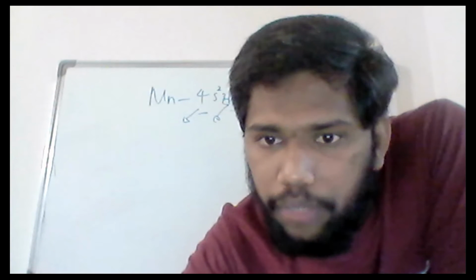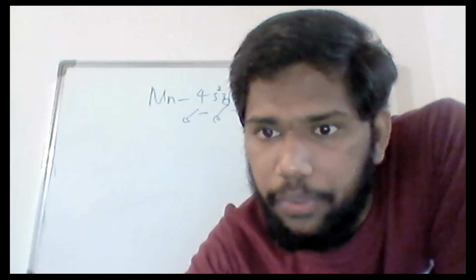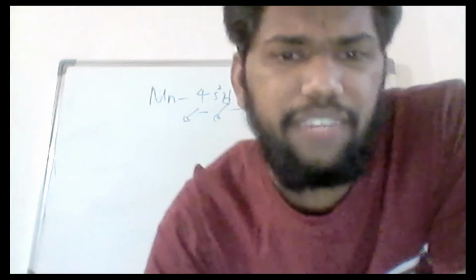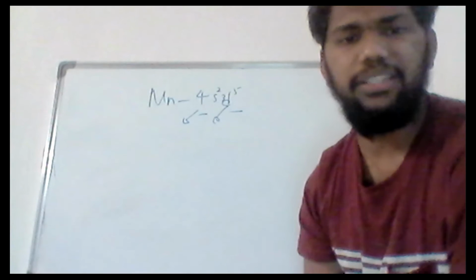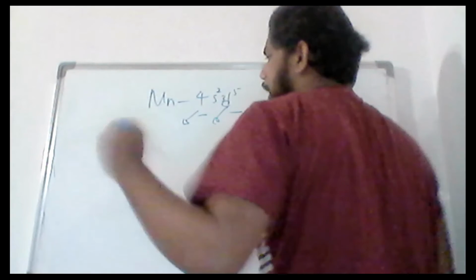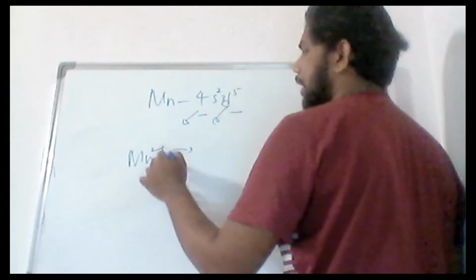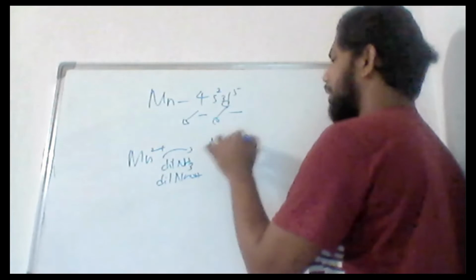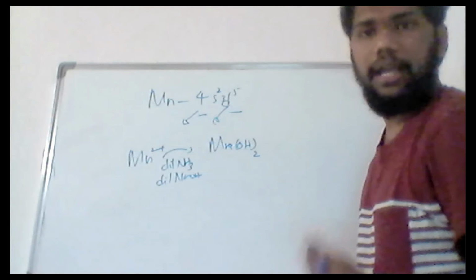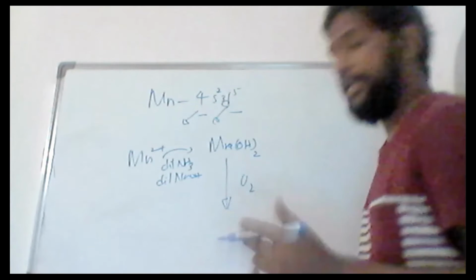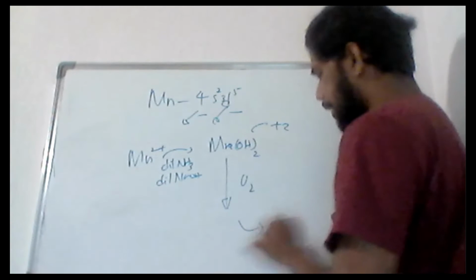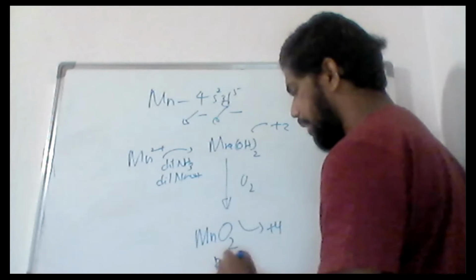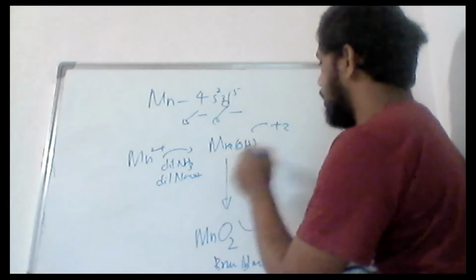Next question is, what would you expect to observe when a dilute ammonia solution is added to an aqueous solution of Mn2+ and then left exposed to the air? So this is directly from D block. If you go through my D block tutorial, I have explained all these things. If you have a Mn2+ solution, and you add dilute ammonia or dilute NaOH, it will form manganese hydroxide, which is pale pink in color. When you expose this to the air, it will get oxidized. Here it is +2. It will oxidize to +4 MnO2, which is brownish black in color. And this is pale pink in color.